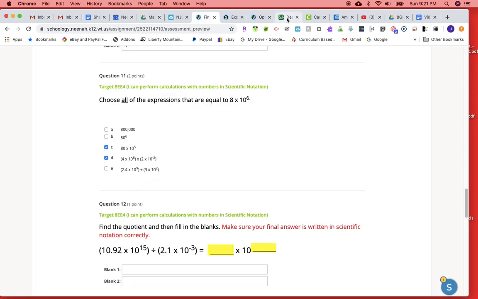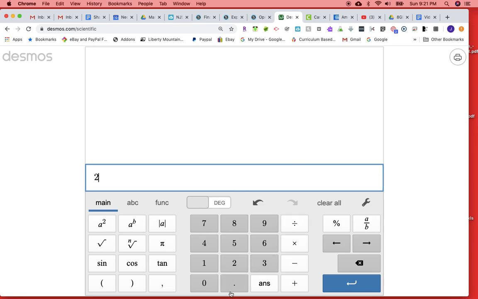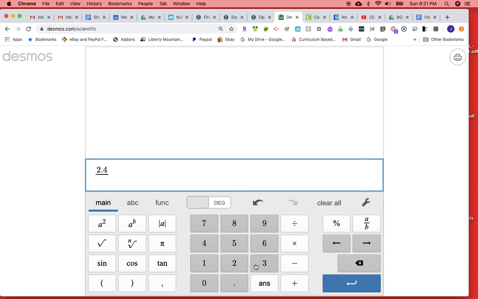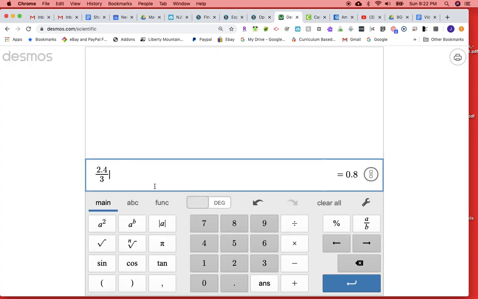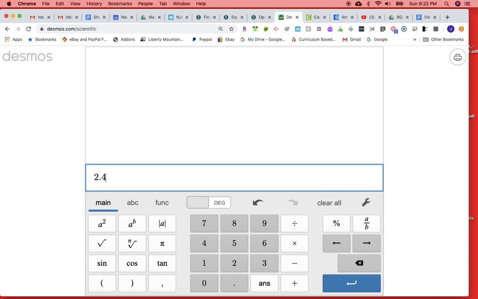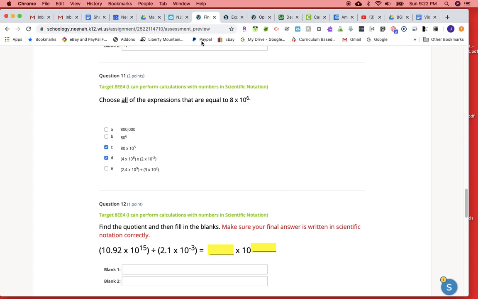So we're going to divide and then subtract our exponents. 2.4 divided by 3. So let's do that. 2.4 divided by 3 is 0.8. So 0.8. And then we have to subtract our exponents. 9 minus 2 is 7, so 10 to the 7. So right now we have 0.8 times 10 to the 7th.